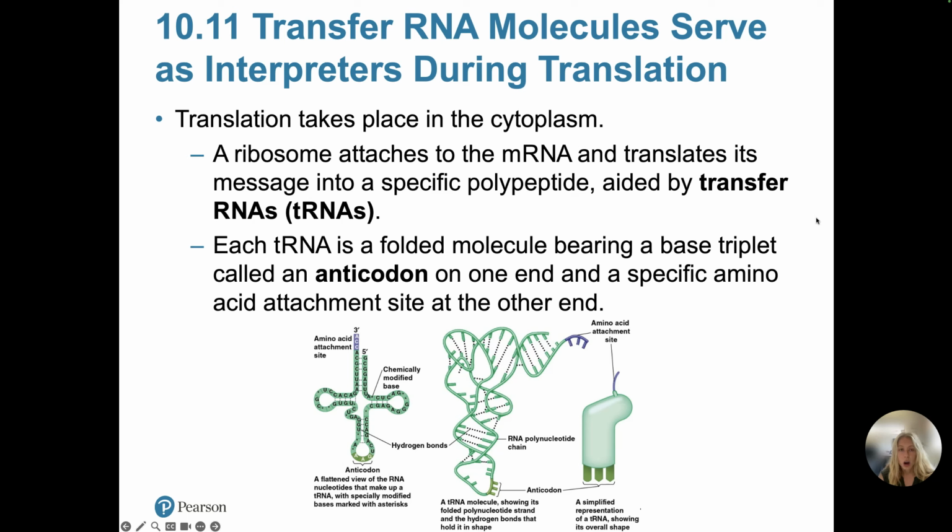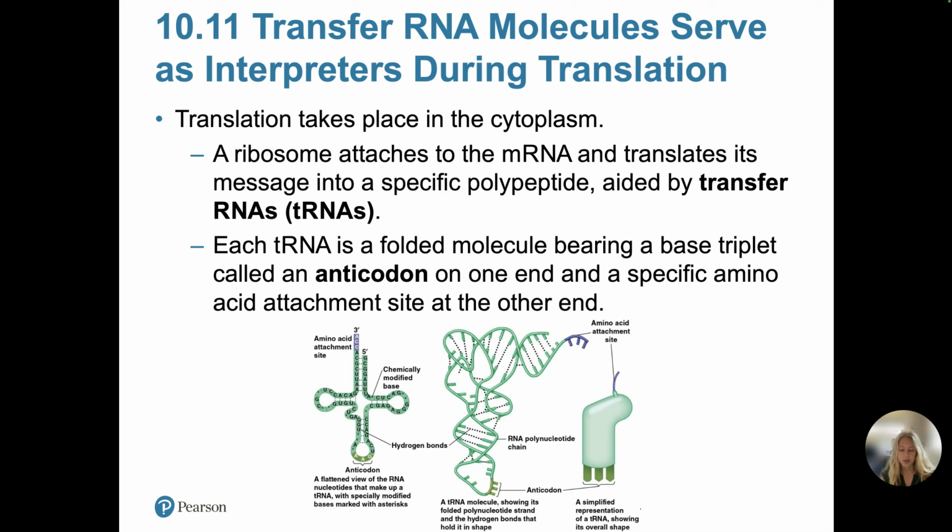Now we're going to talk more about translation. So transcription takes place in the nucleus in eukaryotic cells, and then translation takes place in the cytoplasm using ribosomes, because remember, the ribosomes make proteins. Specifically, a ribosome attaches to the mRNA and translates its message into a specific polypeptide, a protein polypeptide. And it does this aided by transfer RNAs or tRNAs.